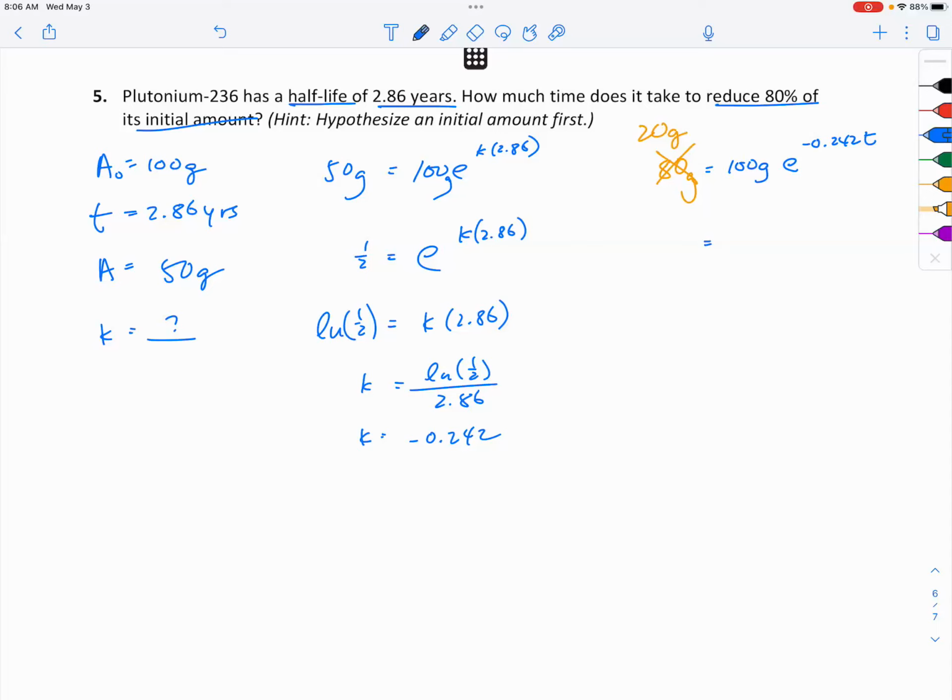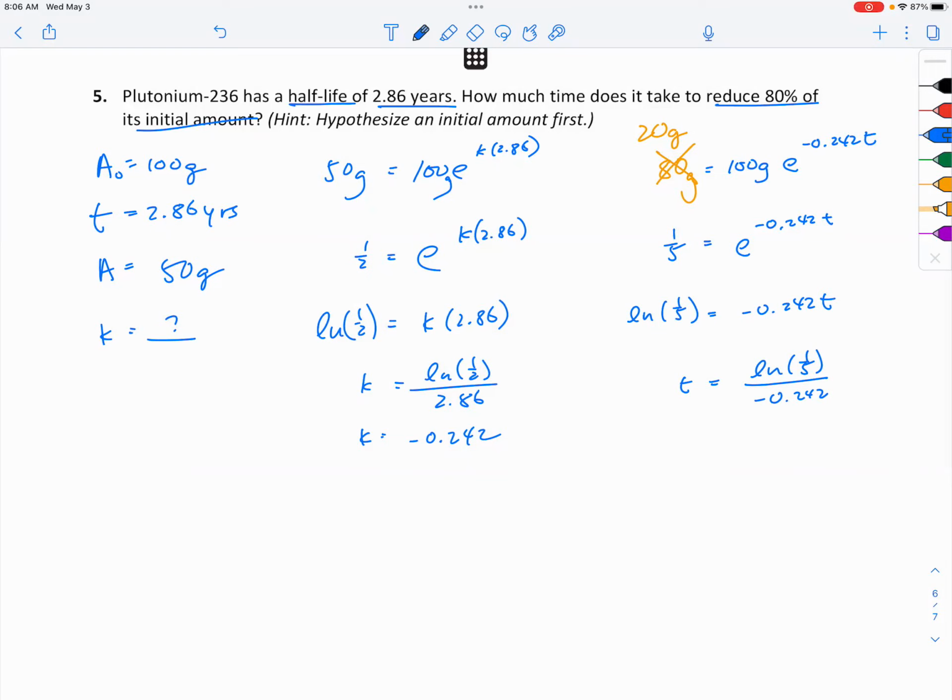So you have 20 grams is equal to 100 grams e to the negative 0.242 t. So your first step is to divide by 100. So that's how you get 1/5 on the left. And then you have e to the negative 0.242 t. You do natural log. So the e is gone. So t is simply the natural log of 1/5 over negative 0.242. So you can find out the time this way.